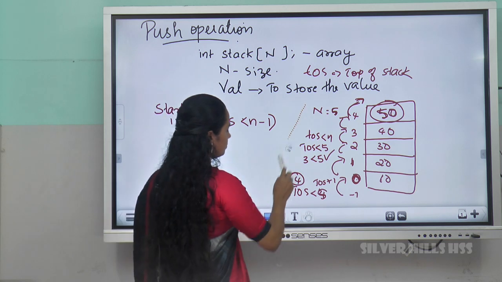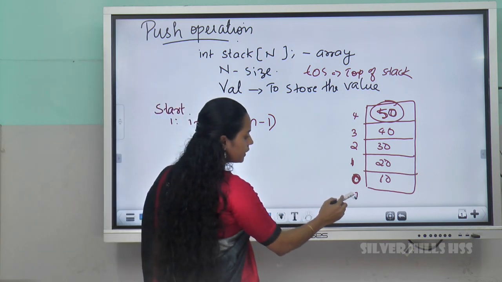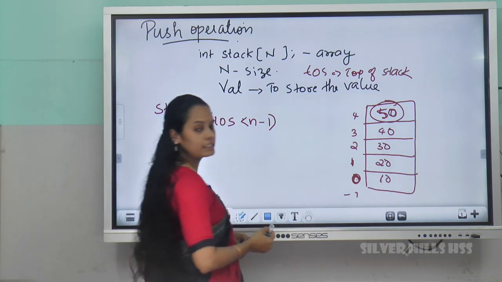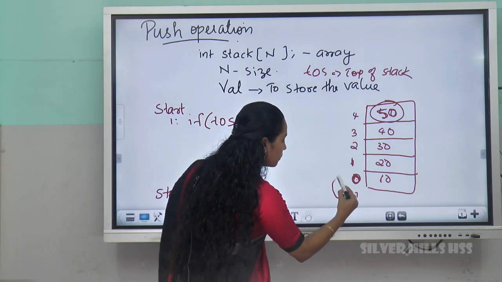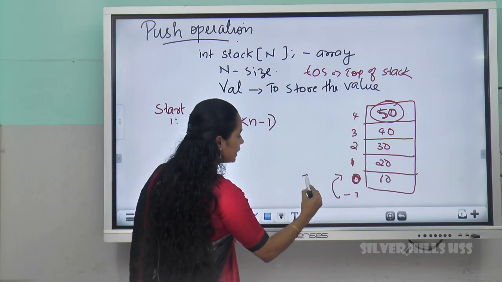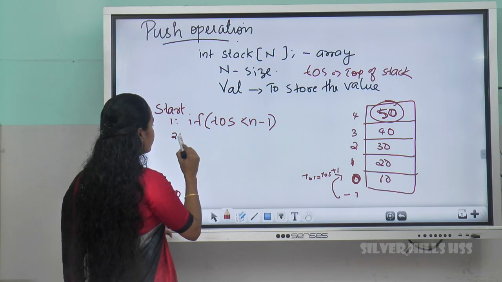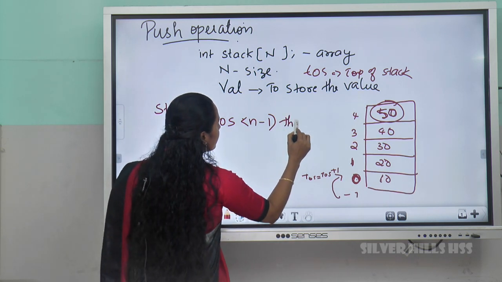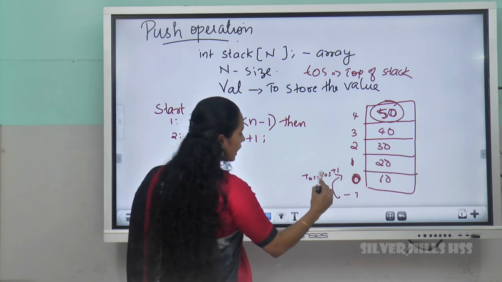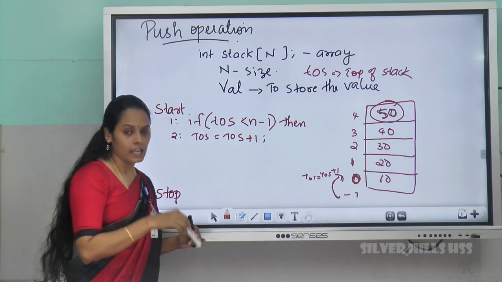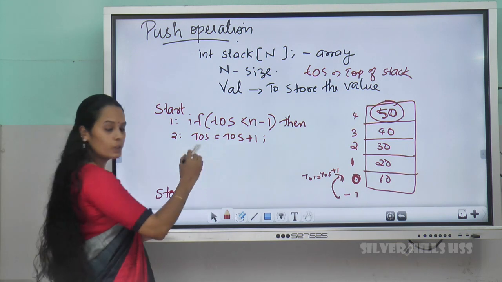Now, TOS less than n minus 1. Initially we are taking the value of TOS as minus 1. Then if the condition is true, what we have to do? We have to increment the value of TOS plus 1. That is, TOS is equal to TOS plus 1. That is the next step. To perform the insertion, we have to increment the value of current TOS. Current TOS means the position of the last inserted element. Okay. So TOS is equal to TOS plus 1.